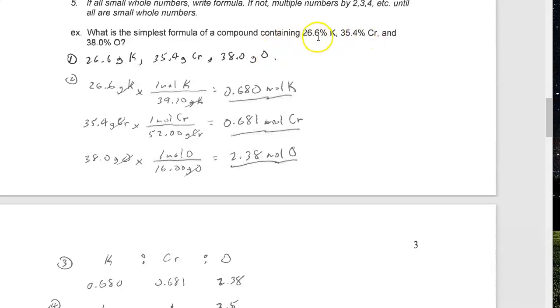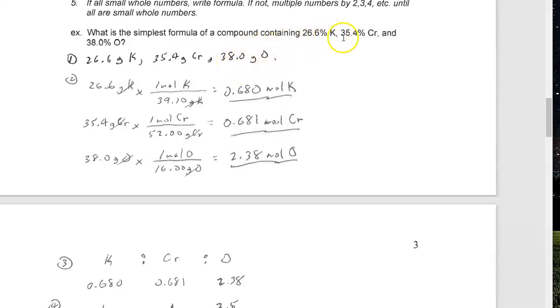Okay, so if I have a 100-gram sample here, how many grams of potassium do I have? Well, 26.6% of 100 is what? 26.6 grams of potassium. How many grams of chromium? 35.4 grams of chromium. How many grams of oxygen? Well, 38.0 grams of oxygen. See? So if you assume a 100-gram sample, your life is much easier.